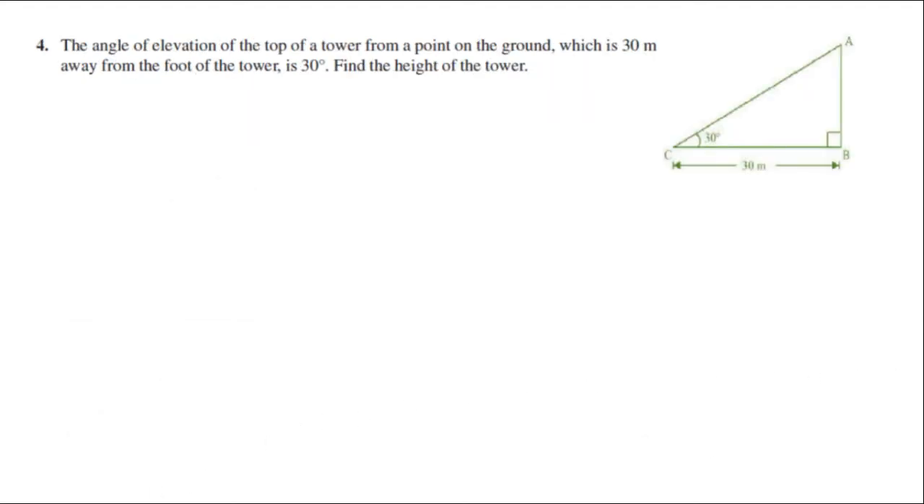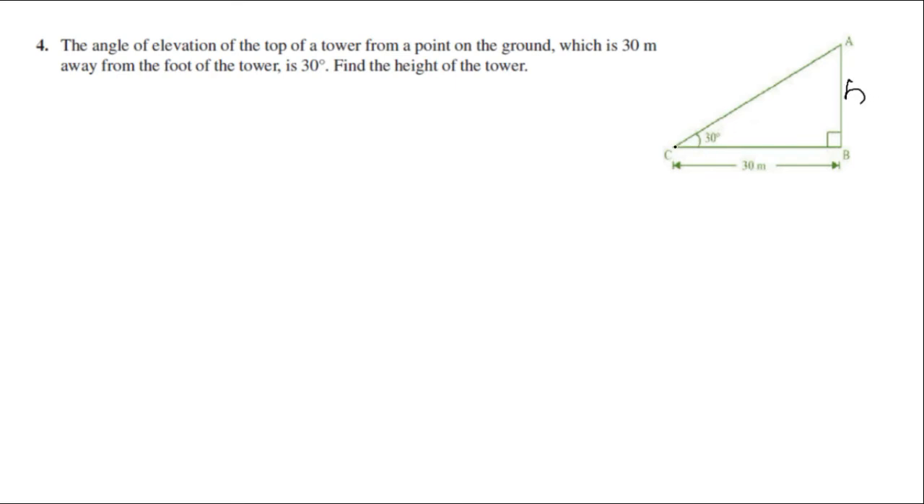Question number 4. The angle of elevation of top of tower from a point on the ground, which is 30 meters away from the foot of the tower, is 30 degrees. Find the height of the tower. Here I have drawn a figure. This AB represents the tower. We need to find height of the tower.